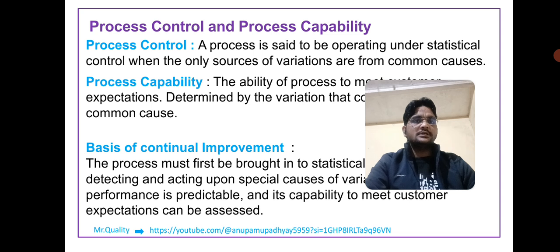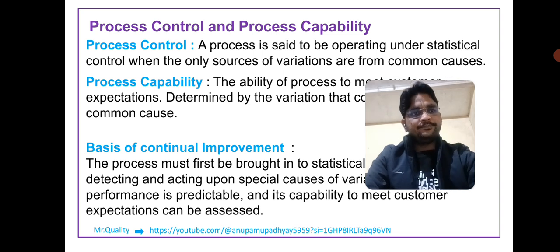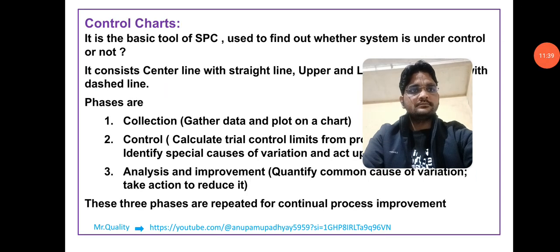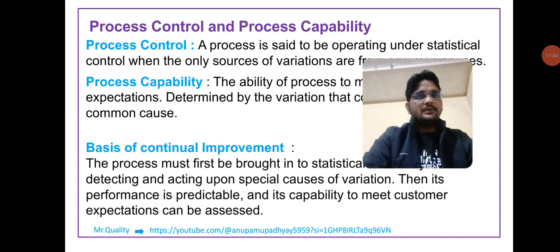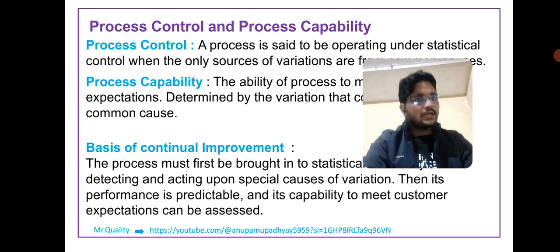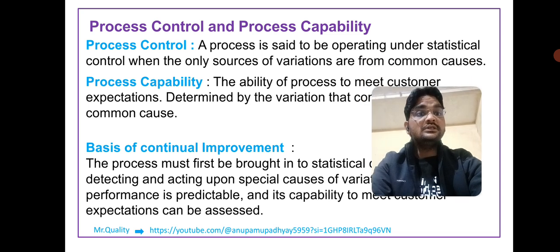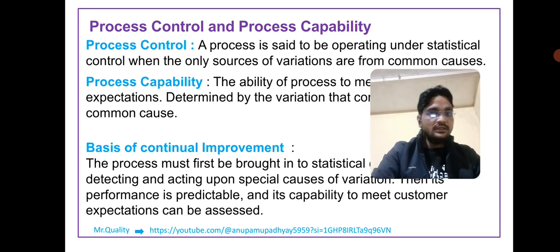What is process control and process capability? A process is said to be operating under statistical control when the only sources of variation are common causes, meaning no assignable causes are present. Such a process is known as under statistical control. Only common causes are present, no assignable causes. The process is in statistical control.